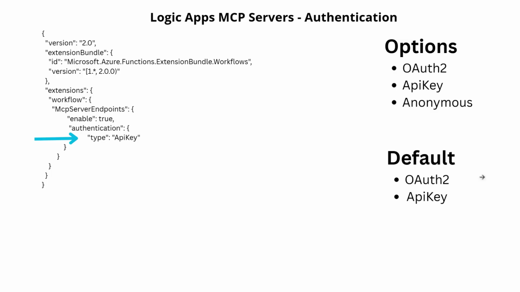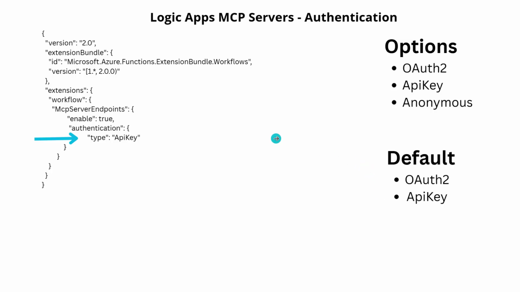Okay, so when you enable Logic Apps as an MCP server, and this includes whether you're doing this manually or using another experience like API Center or Foundry, we're going to update the host.json file, and we're going to include extensions, workflow, MCP server endpoints, enable is true. So that's the default configuration. Now, by default, we will enable OAuth 2 and API key as default configurations. So by default, those are the authentication schemes that are supported.